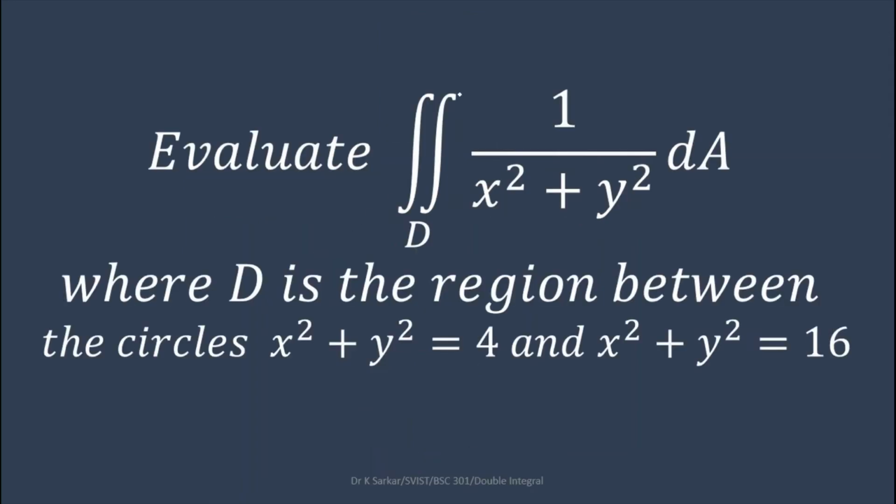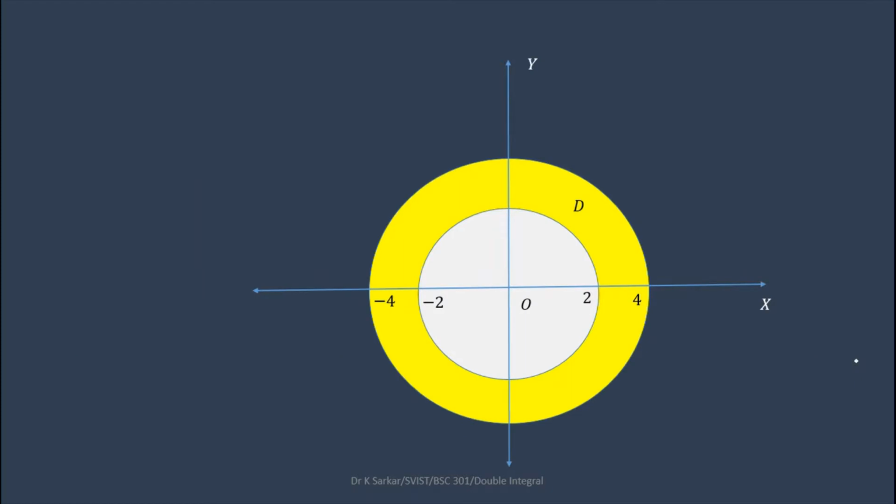Evaluate the double integral over D of 1 by x square plus y square dA, where D is the region between the circles x square plus y square equals 4 and x square plus y square equals 16. Let us draw these two circles. The inner circle is x square plus y square equals 4, radius is 2. The outer circle is x square plus y square equals 16, radius is 4.